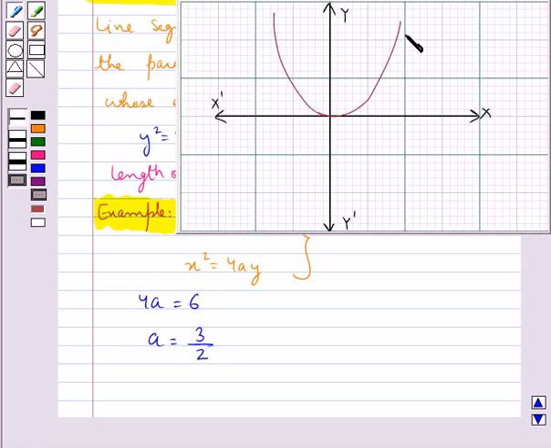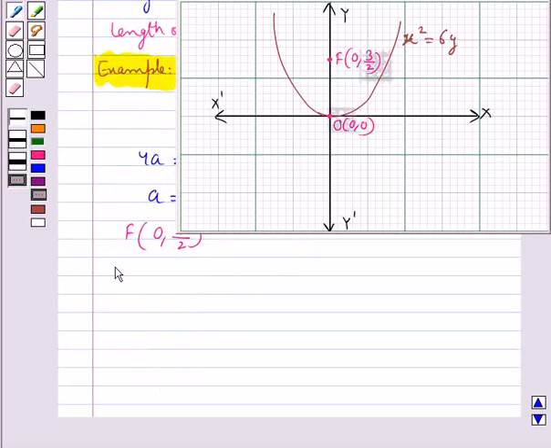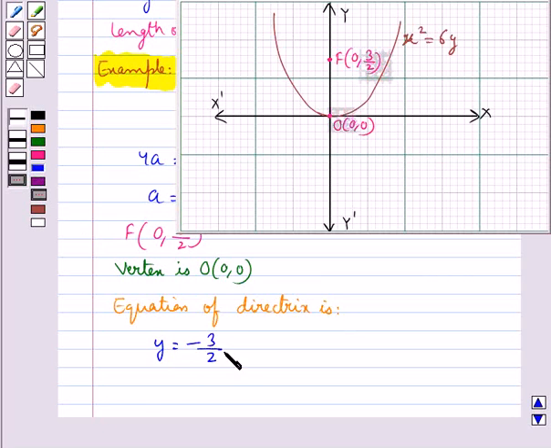So this is the parabola x square equal to 6y, where we have focus F is given by (0, a), that is (0, 3/2). This is the focus F of the parabola. Its vertex is the origin. Then equation of directrix is given by y equal to minus a, that is -3/2, that is, we have 2y plus 3 equal to 0. This is the directrix, 2y plus 3 equal to 0.